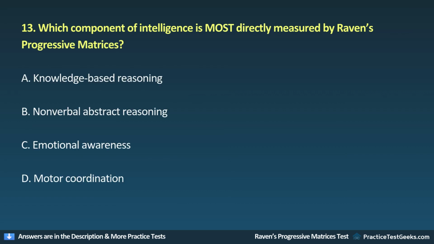13. Which component of intelligence is most directly measured by Raven's Progressive Matrices? A. Knowledge-based reasoning. B. Nonverbal abstract reasoning. C. Emotional awareness. D. Motor coordination.